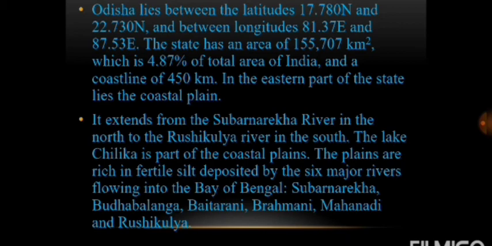In the eastern part of the state lies the coastal plain. It extends from Subarnarekha River in the north and the Rushikulya River in the south. The Lake Chilika is part of the coastal plains. The plains are rich in fertile silt deposits by the six major rivers flowing into the Bay of Bengal.